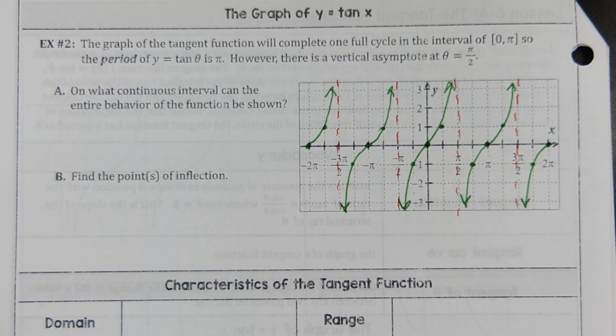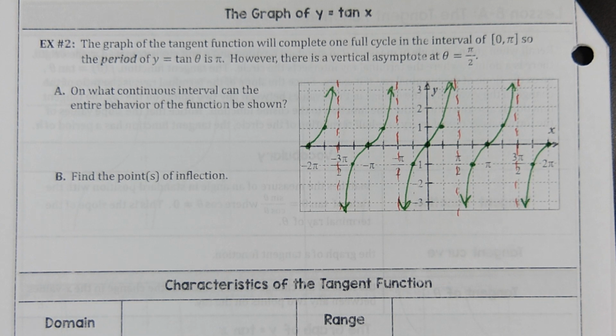Okay. But it says on what continuous interval can we see the entire behavior of the function? Meaning, from this x to this x, we can see every value that tangent can take on. What would you say? And continuous means you don't have an asymptote in the middle of it.